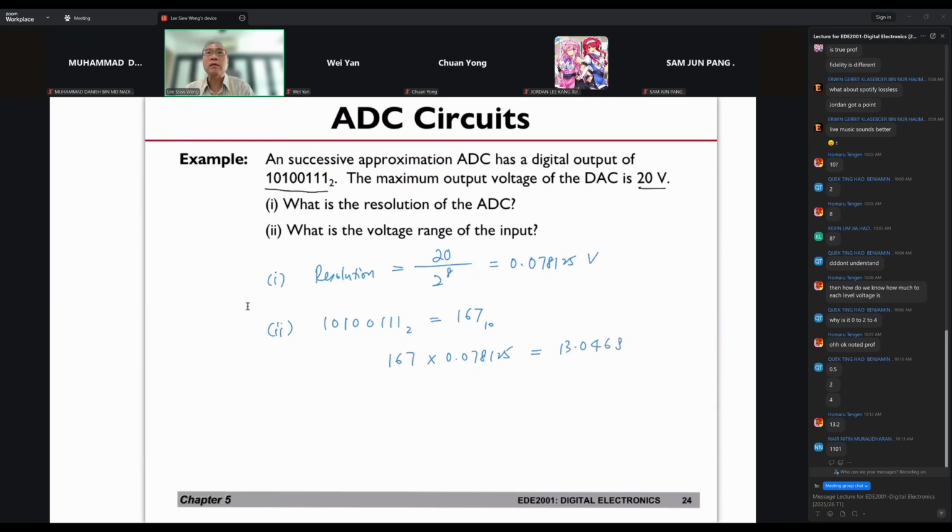You should get 13.046875. Take note that whatever we are doing is truncating down, rounding down. So the actual analog input must be between 13.046875 and 13.125 volts. I hope you guys are getting it, because no matter how much it misses, even by a little bit, it will be truncated, rounded down.